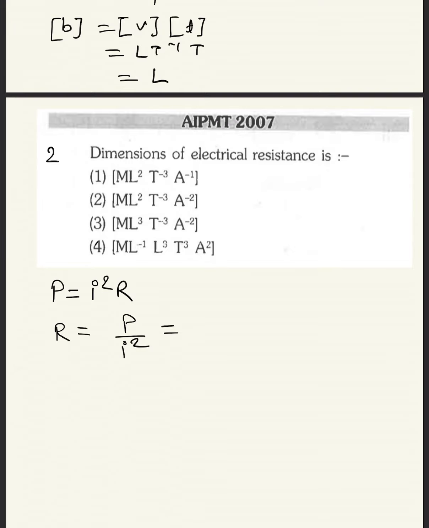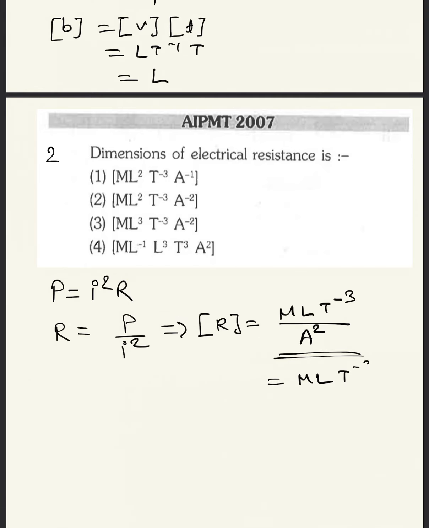So the dimension formula of resistance will be the dimension formula of power, that is ML²T⁻³. So you must know how to write the dimension formula of power. It's just mechanics. Divide by I², current is a base quantity, so it's ampere squared. So finally you can see this is the dimension formula. You just take A² in the denominator, so we will get ML²T⁻³A⁻². This is how you solve the question.